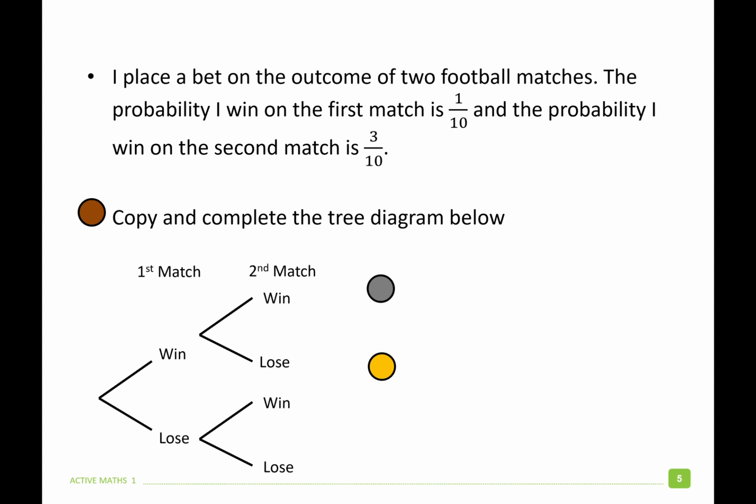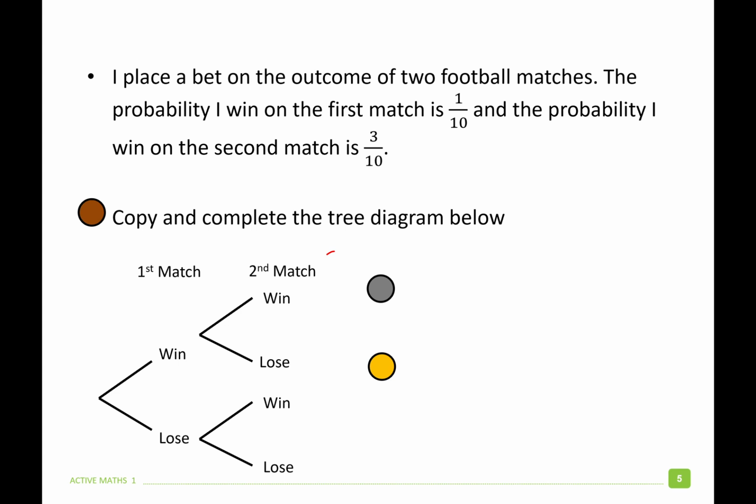For my second match, what are all of the possible outcomes? Well, if I won the first match, I have two outcomes for the second match. I can either win or lose. If I lost the first match, I have two outcomes for the second match. I can either win or lose again.